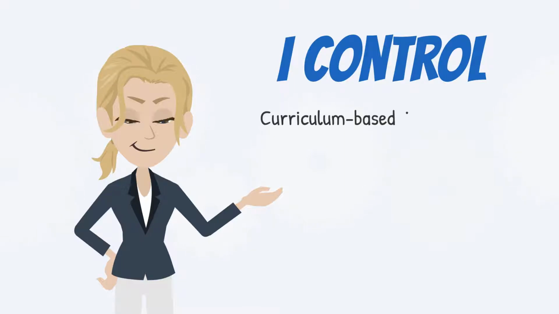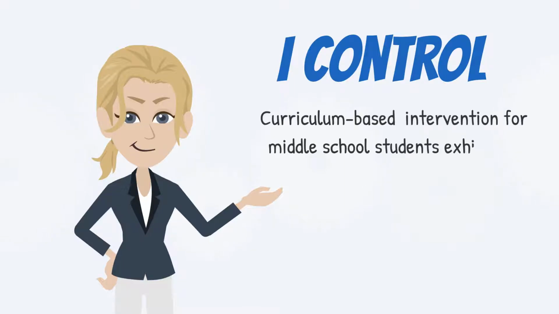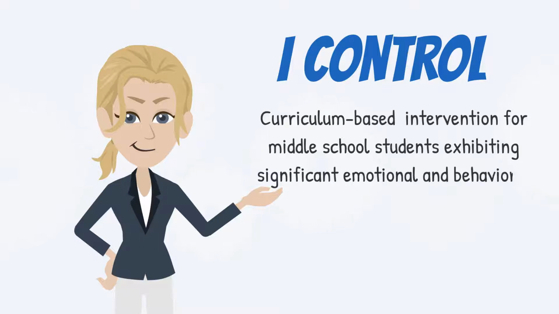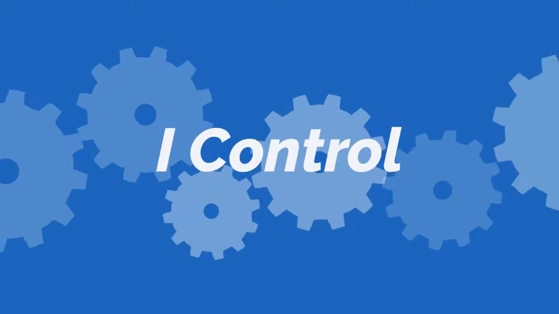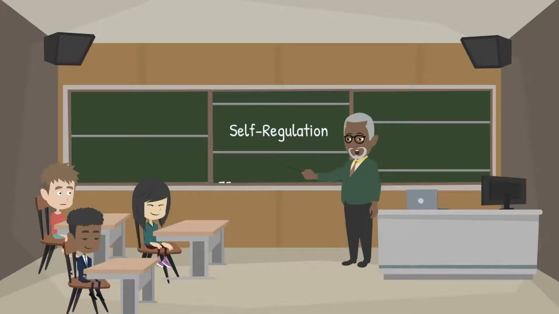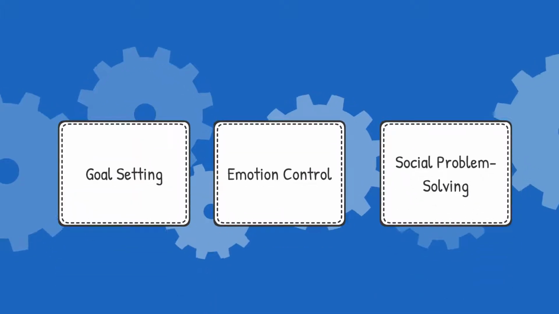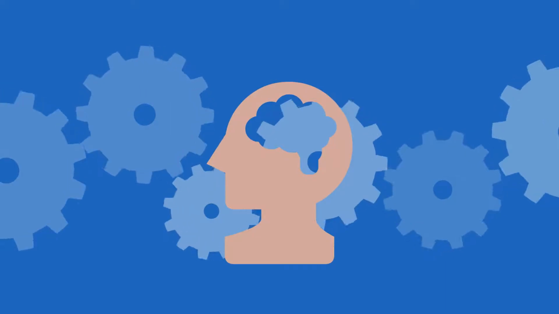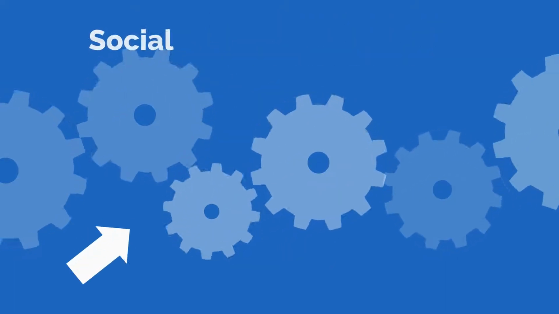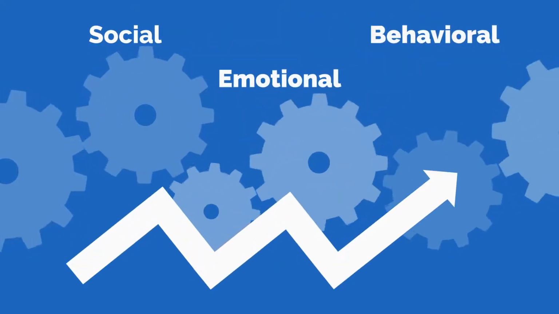iControl is a curriculum-based intervention designed for middle school students with significant emotional or behavioral problems. iControl focuses on teaching students self-regulation skills, such as goal setting, emotion control, and social problem solving, while also developing their executive functioning to improve social, emotional, and behavioral outcomes.